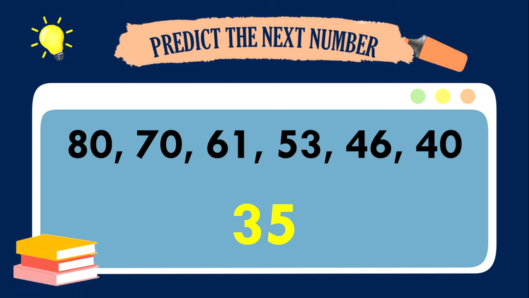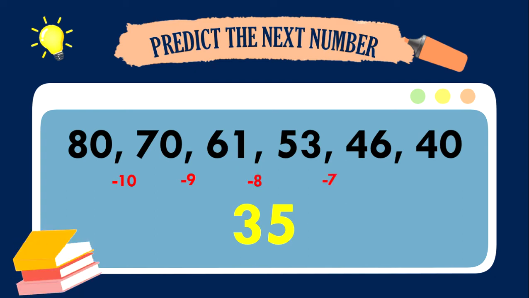For the first term and second term, as you can see, it decreased by 10. Then for the second term and the third term, decreased by 9. And then third and fourth decreased by 8, and then decreased by 7, decreased by 6. Obviously, we have here a pattern. So all we need to do is to subtract 5 to get the next term. So 40 minus 5, and that is 35.